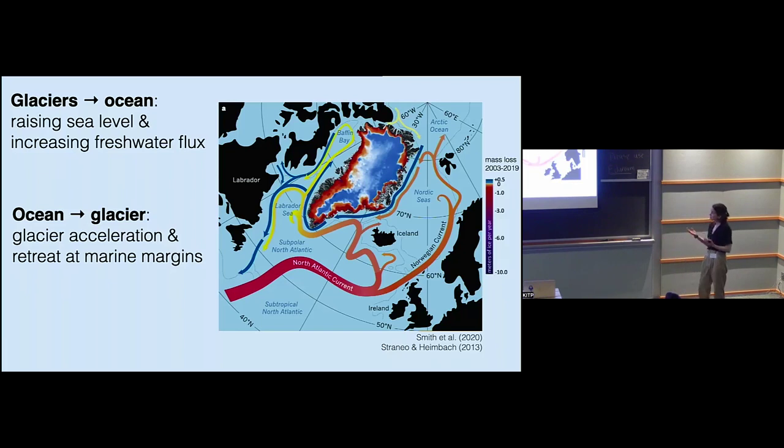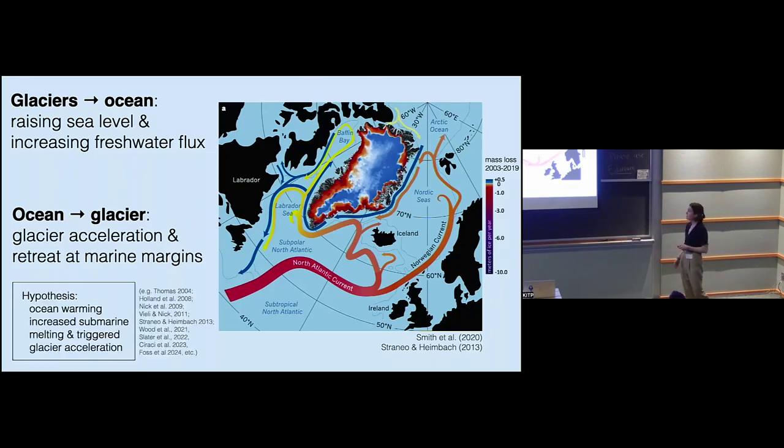In the other direction, ocean warming around kind of offshore Greenland on the continental shelf coincided with this acceleration, thinning, and retreat of many outlet glaciers. And so this has led to a hypothesis explored in many, many papers, more than I've listed here, that ocean warming has increased submarine melting and triggered glacier acceleration, thinning, and retreat. But this hypothesis has been really difficult to test because we have effectively no direct measurements of submarine melting, let alone how it's varying over the decades.